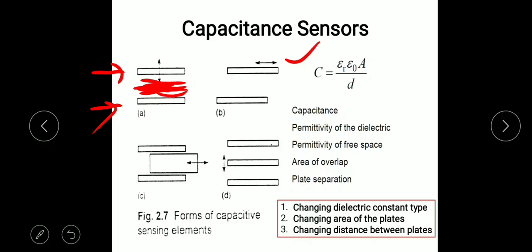According to the motion of the top plate, the energy stored between the plates, that is within the dielectric medium, will vary. According to that, we can determine how much motion has occurred at the variable plate. And you can see a different type of capacitive sensor, where in between the two plates we are replacing the dielectric medium with a core with movement.